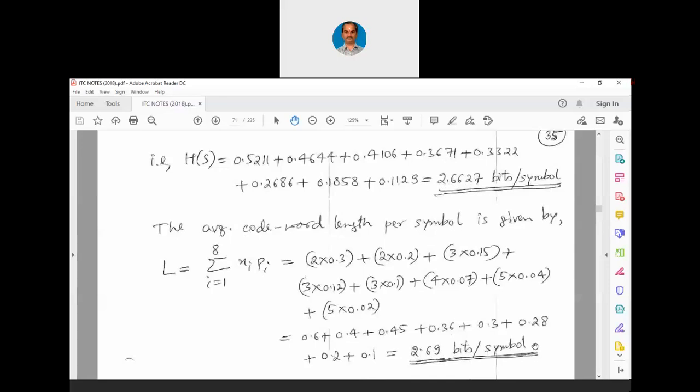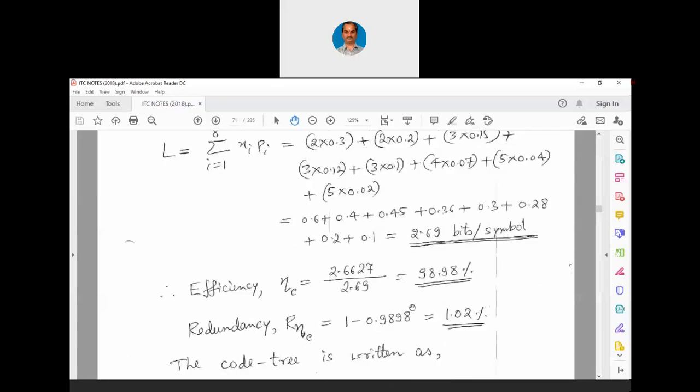So the efficiency is nothing but 2.6627 divided by 2.69. That is, efficiency is 98.98%. You can really admire this algorithm. When compared to our earlier Shannon's algorithm, the Shannon-Fano algorithm's efficiency is larger and the effort is lesser.